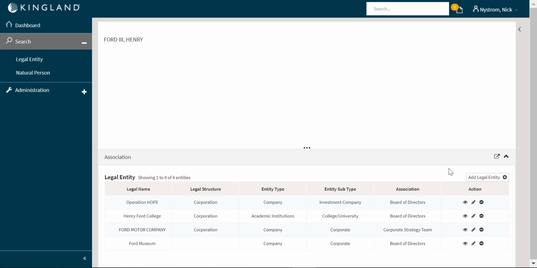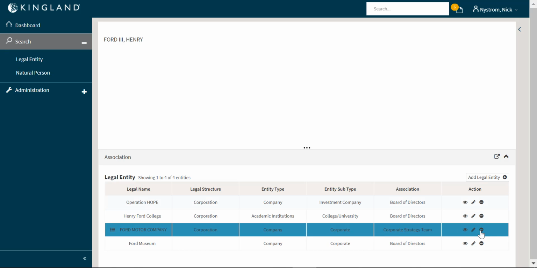Let's pretend Mr. Ford was just recently promoted to CEO of Ford Motor Company. Additionally, to help focus his time, he is relinquishing his board position with Operation Hope. Let's update the system to reflect these changes.